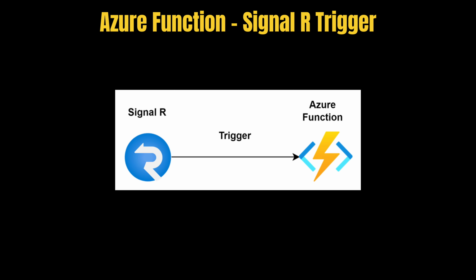Let's move on to the sixth trigger, which is a real-time trigger called the SignalR Trigger. The SignalR Trigger is used in scenarios where you need to process or respond to events in real time. So let's dive into the SignalR Trigger code base.